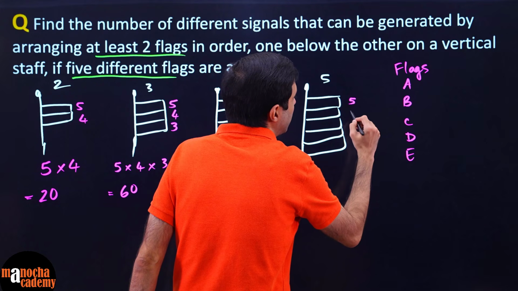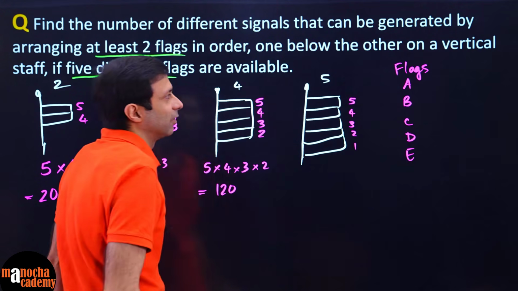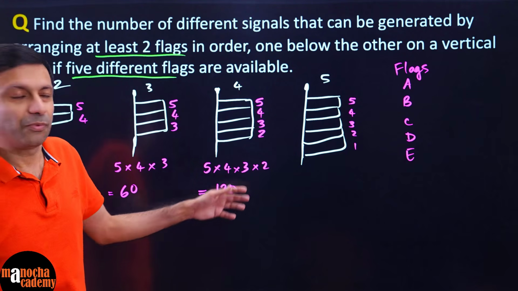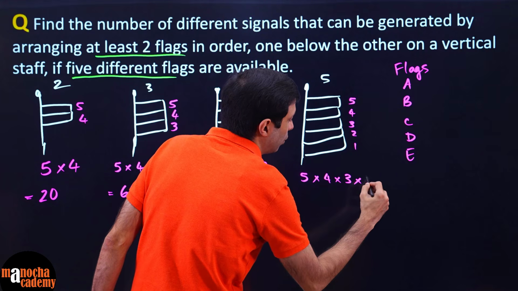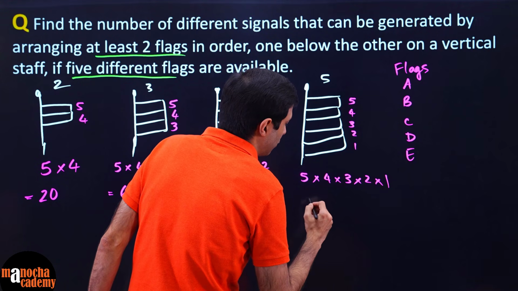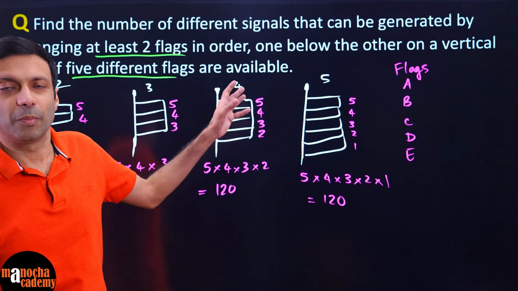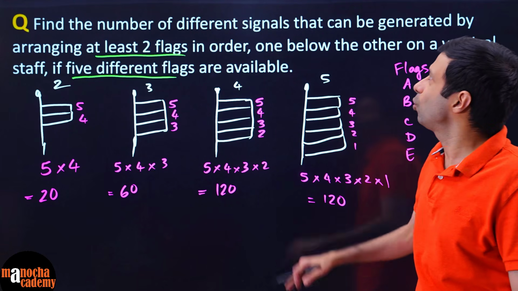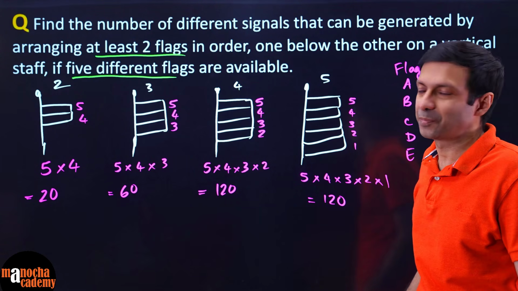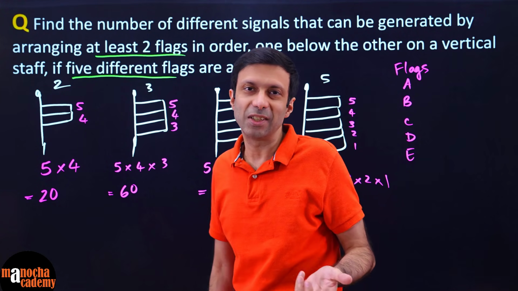So 5 possibilities, 4, 3, 2, and then only 1 left. So it's going to be the same answer, 5 times 4 times 3 times 2 times 1. Once again, you can see we have 120 such combinations, arrangements are possible here. So what is the total number of different signals, right? We are calling each of these arrangements a signal. So how many total signals?